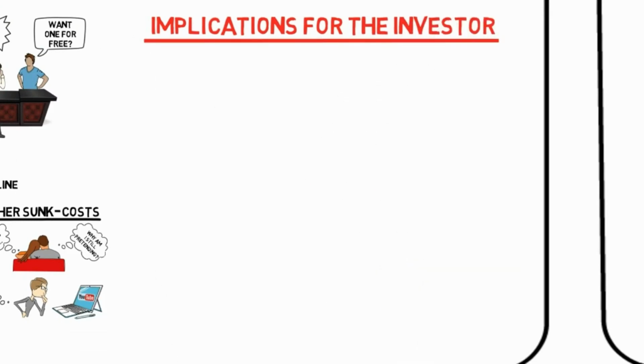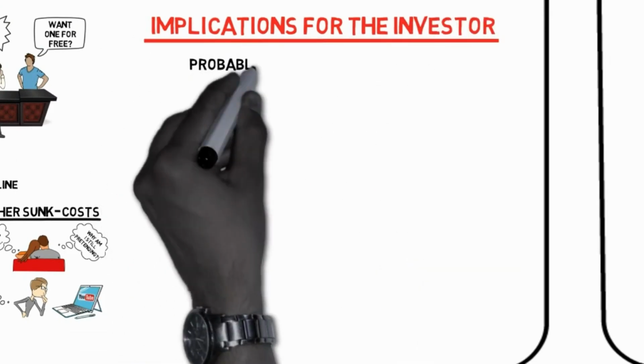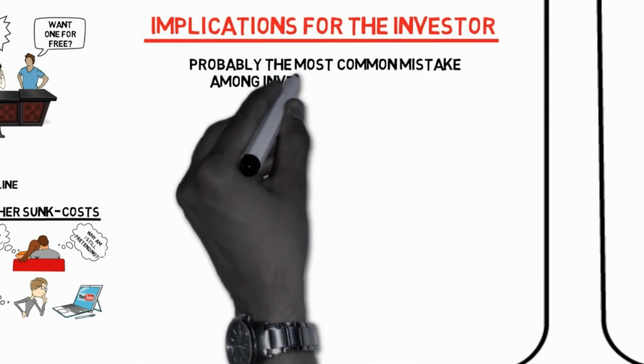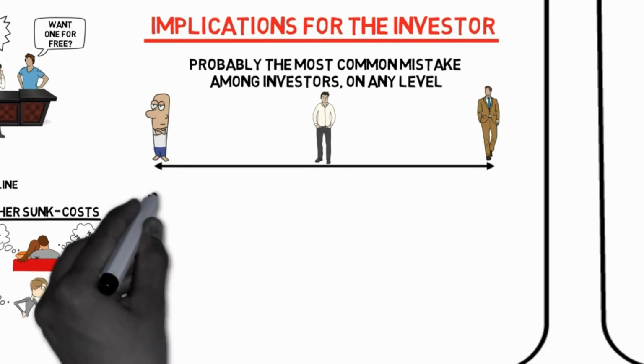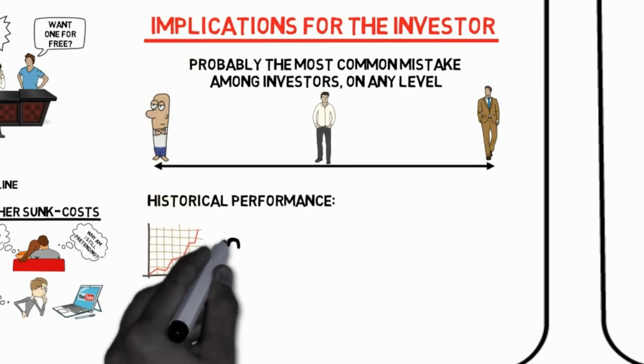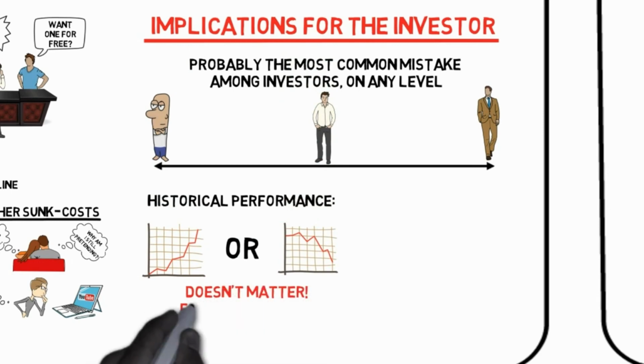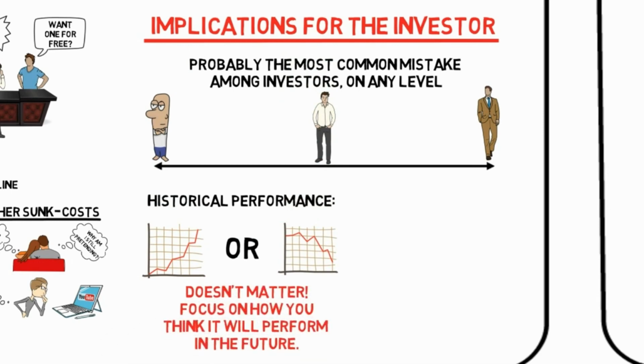Where should I begin? Sunk cost in investing is one of the most, if not the most, common mistakes that investors on any level commit. It's so difficult to give up on a stock when you're down on it. Most people end up selling their winners because it feels good to secure a profit, while they mindlessly hold on to their losers. The most rational thing to do, in my opinion, is to ignore how the stock has performed up until that point and solely focus on how you think it will perform in the future.